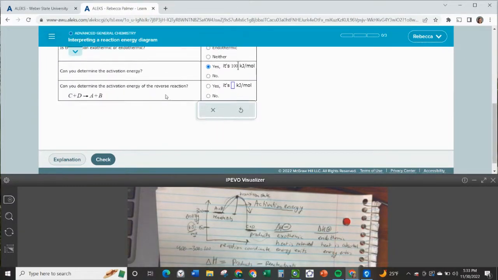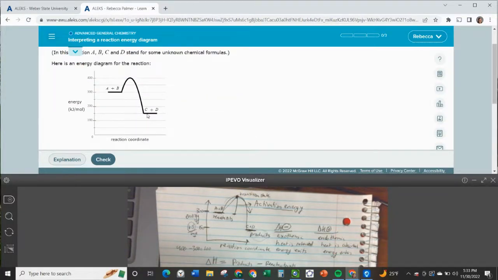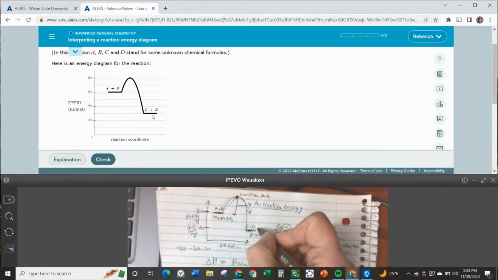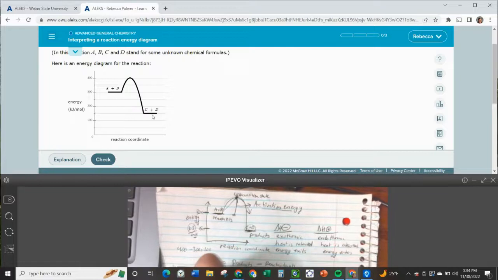Okay. It wants the activation energy, which is from our reactants. Remember, this is the backwards reaction. So reactants to our transition state. So if we're looking at this, remember this is 150 to the transition state, which is 400. So we would do 400 minus 150.